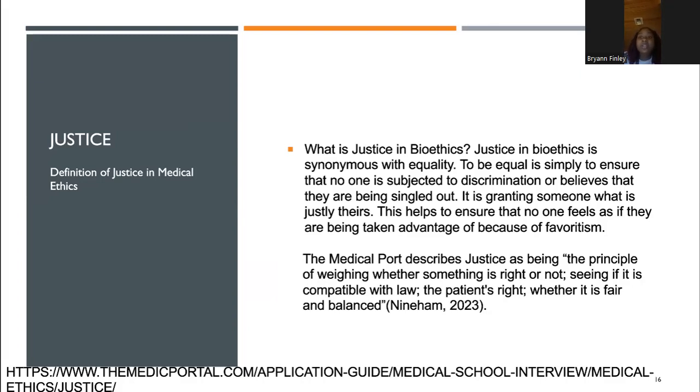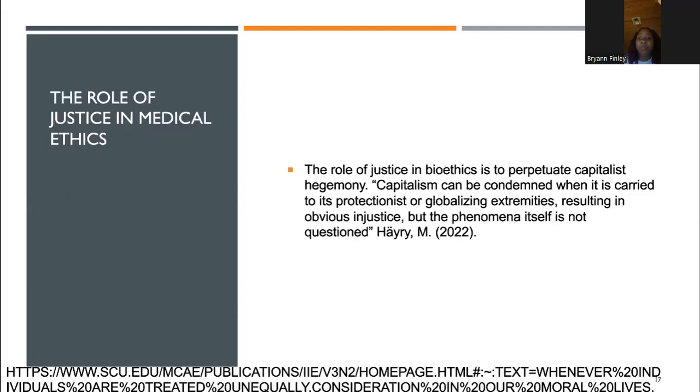The medical court describes justice as the principle of weighing whether something is right or not, seeing if it is compatible with law, the patient's rights, and whether it is fair and balanced. The role of justice in medical ethics is to perpetuate capitalist hegemony. Capitalism can be condemned when it is carried to its protectionist or globalizing extremities, resulting in obvious injustice, but the phenomenon itself is not questioned.